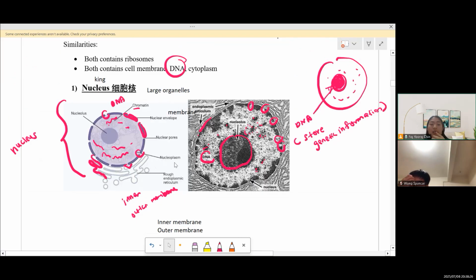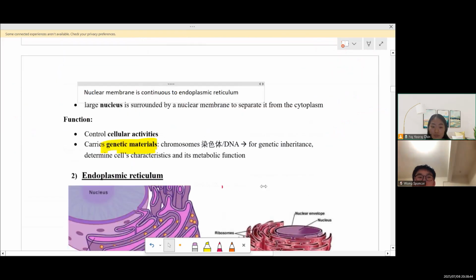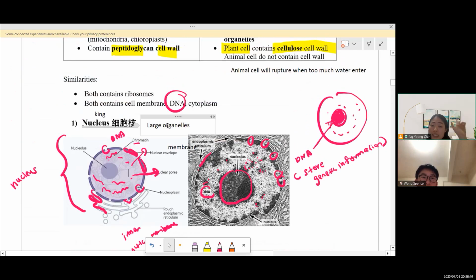Spencer, do you know why the nucleus should have the nuclear pore? Why do they need to have a hole? Because they need to allow the substances found inside the nucleus to go outside. So they need to have a nuclear pore, just like needing to open a door for the substances to go out. So are you clear on the nucleus? Just remember that the nucleus is the largest organelle, okay, and it also has double membranes, inner and outer membrane, okay, double membrane.